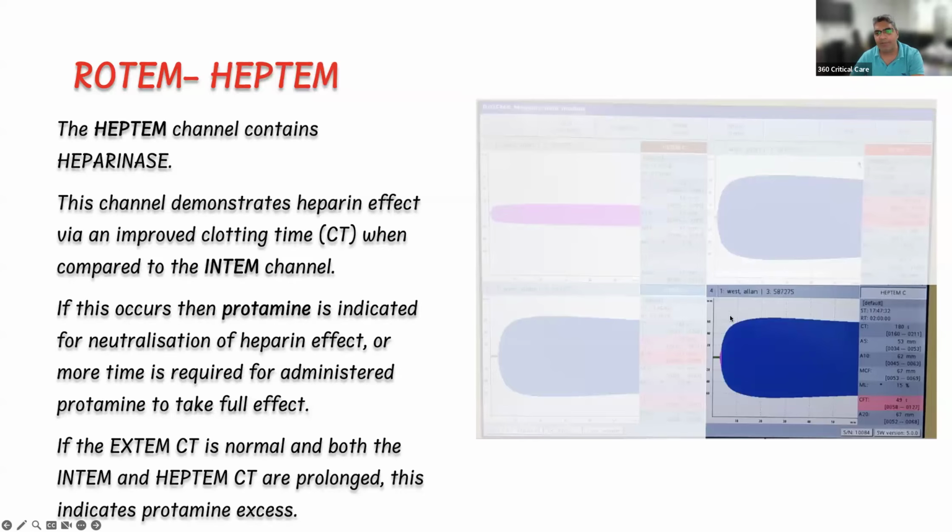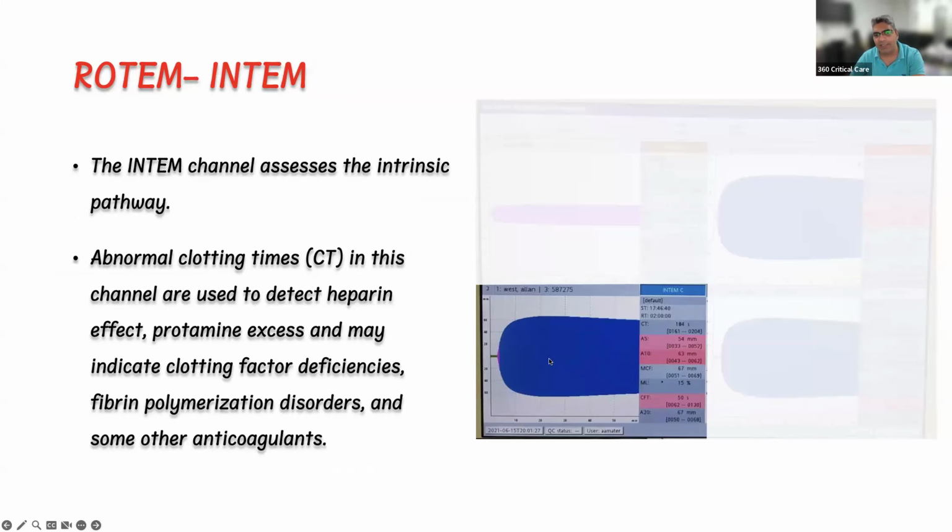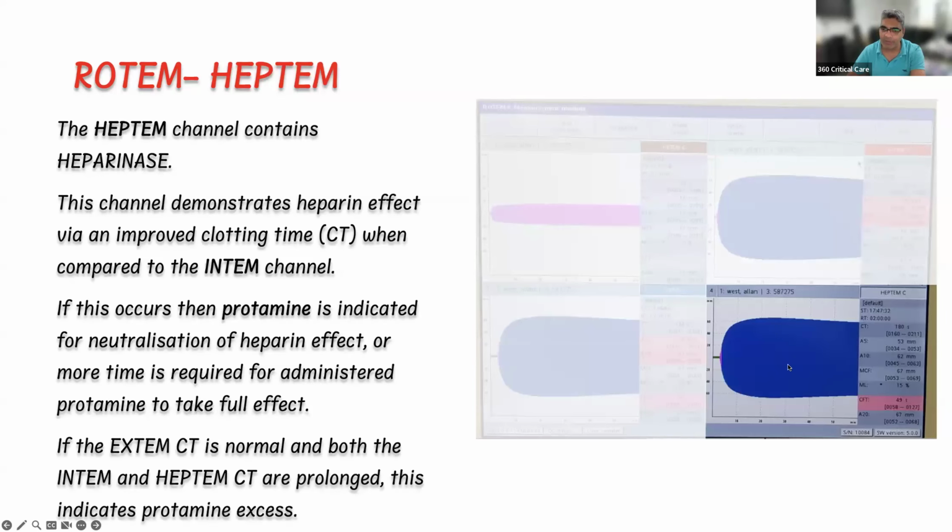The last channel is the HEPTEM. So as I said earlier, in HEPTEM we neutralize the heparin. So whatever effect of heparin is totally taken care of, and whatever you see is totally because of other things than heparin. Okay. So suppose somebody is on heparin, then in the INTEM channel the clotting time will be very prolonged because of heparin effect. But that effect will be corrected in HEPTEM, because you have neutralized the heparin. You have totally discarded the heparin effect. So whatever is there in HEPTEM is not because of heparin. It is because of something else, right?